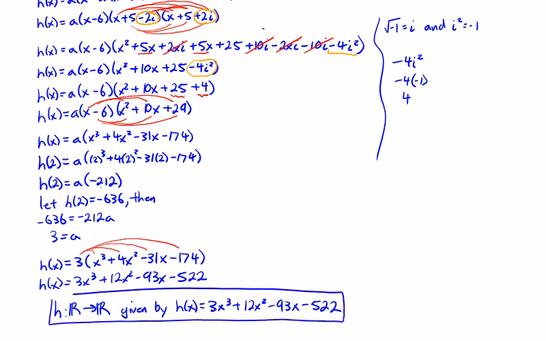giving us the function definition for h that has h of 2 being equal to negative 636, 6 and negative 5 plus 2i are zeros, and it is the least degree that we could possibly make because we had to have a third zero of negative 5 minus 2i.